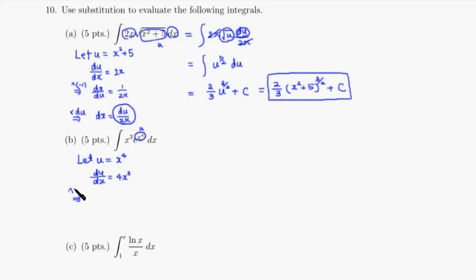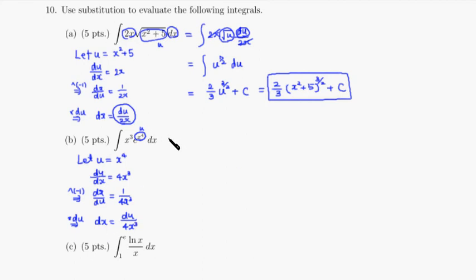Then take the reciprocal of both sides. You have dx over du is equal to 1 over 4x cubed. Then we can multiply through by du. So we have dx is equal to du over 4x cubed.